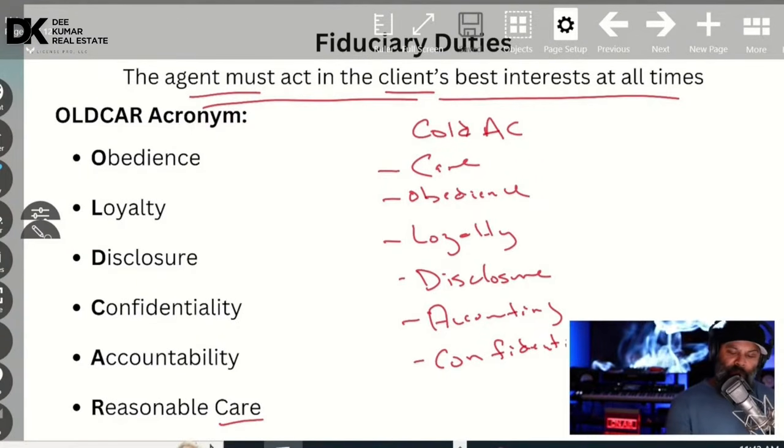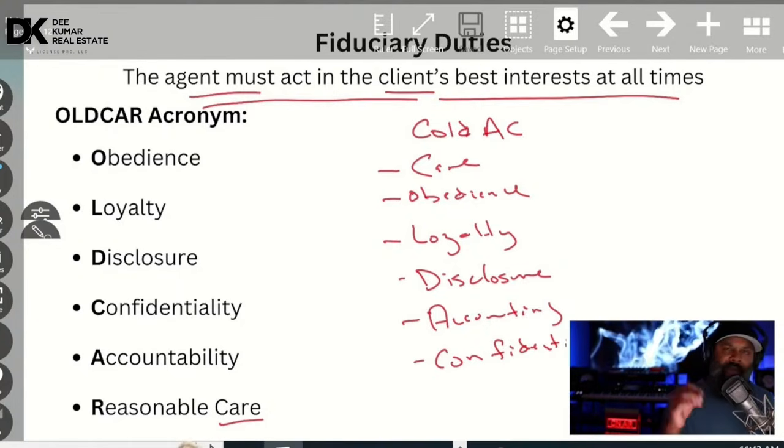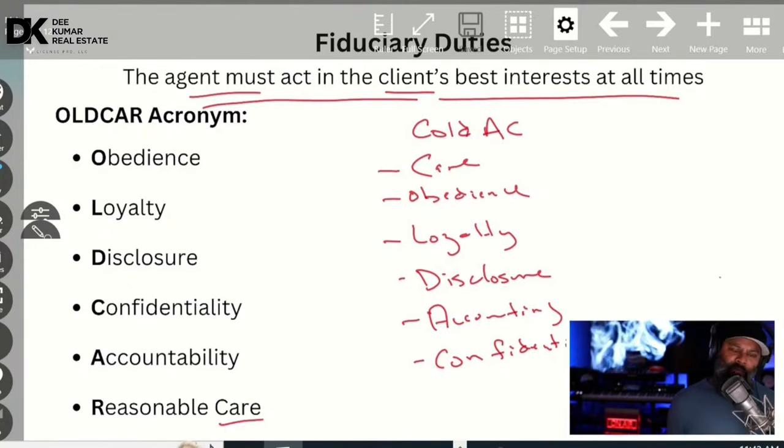Loyalty is another good one. Disclosure could be paperwork, or it could be disclosing material facts and material defects. Those are also important. Accounting, we have to be accountable for all monies being held, no commingling, no conversion, that kind of stuff. And then confidentiality. In some states, confidentiality must be maintained forever. And in other states, confidentiality must be maintained until the transaction consummates or settles. And so double check with your state there.